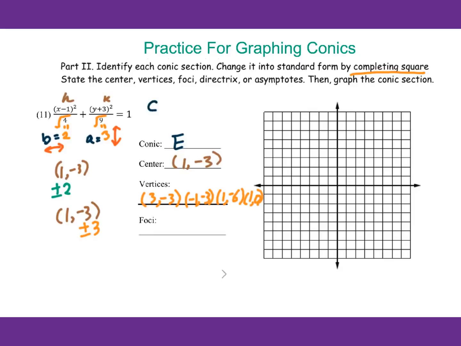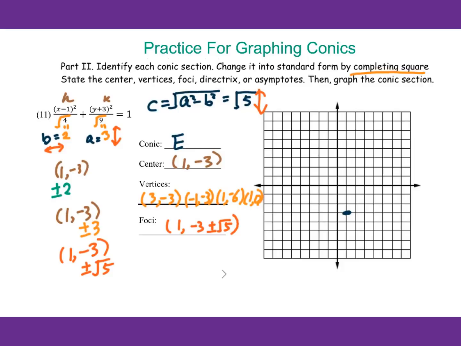For foci, C equals square root of A squared minus B squared. Therefore, we got square root of 5. Follow A, that's why it's vertical. So you have 1, negative 3, and you need to add or subtract square root of 5. Therefore, we got 1, negative 3 plus or minus square root of 5.